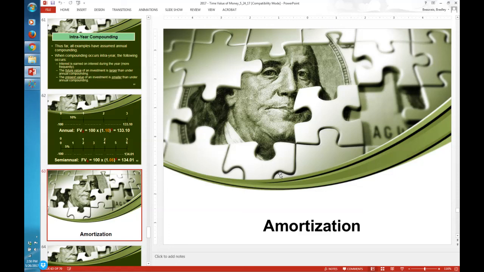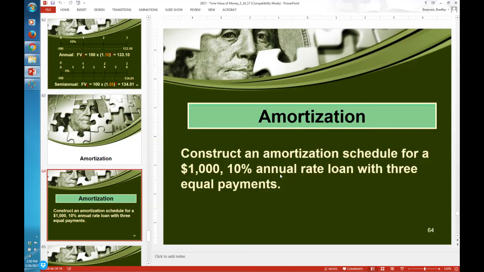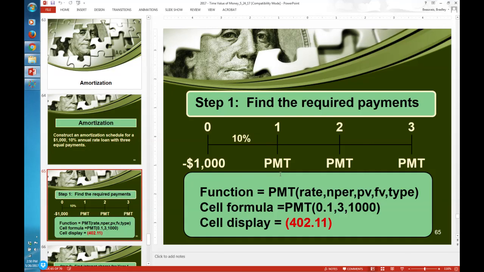But it's all predicated on knowing exactly what the valuation should be based on the input factors that have been provided. So how do we do this? Well, I want to construct an amortization schedule for a $1,000 10% loan over 3 equal payments. So this is what it would look like.